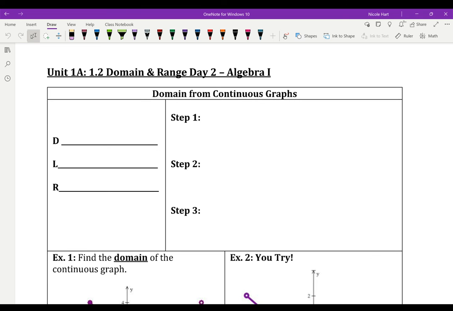Hi, everybody. We are going to talk more about domain and range today. Yesterday, we talked about domain and range from mappings and from tables, from lists of points, relations, and we looked at some discrete functions or some discrete graphs where we just had the dots where nothing was connected. And now we're going to look at continuous graphs.